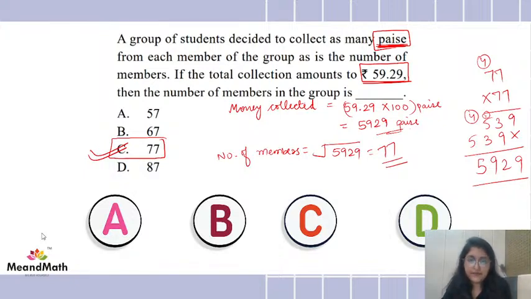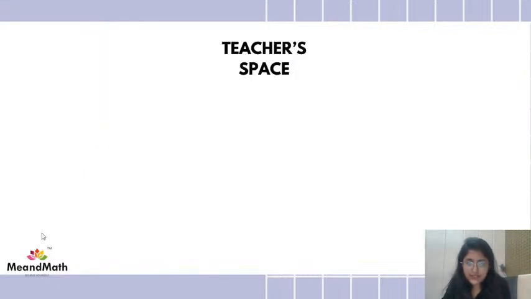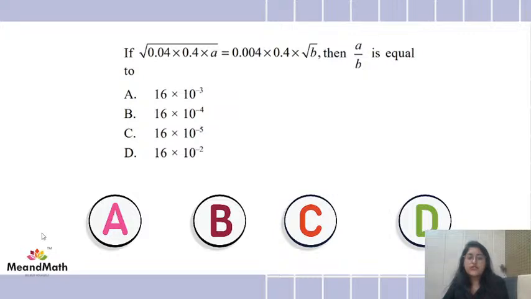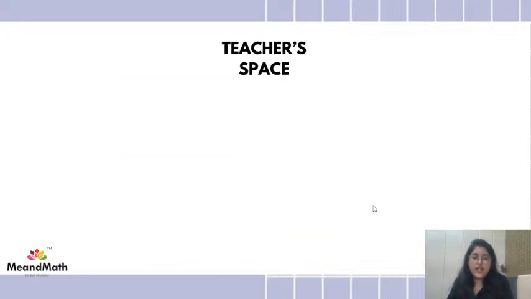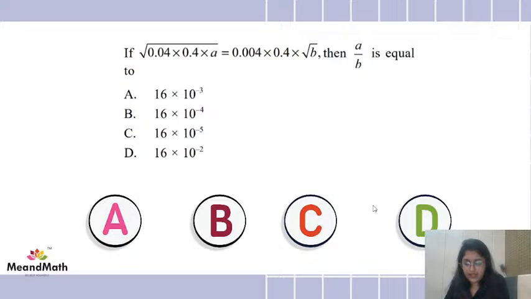All right. Okay. So let's do one more question, students. So last question for today. All right. Last question for today. The question is, if this is equal to this, then find the value of A upon B. How will we find this?